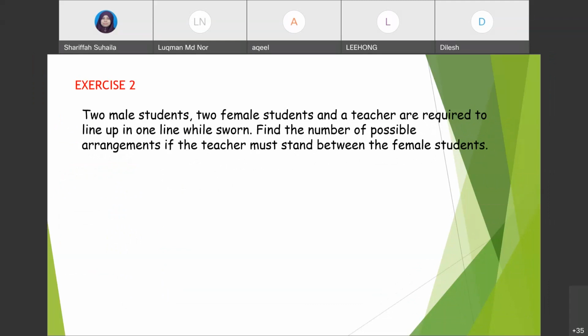So 2 male students, 2 female students, and a teacher. Okay. You can also discuss with your friends. Okay, what is the answer? Find the number of possible arrangements if the teacher must stand between the female students. Yeah, you screenshot there. Screenshot the question.